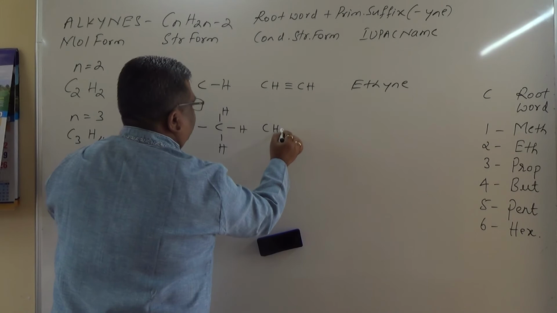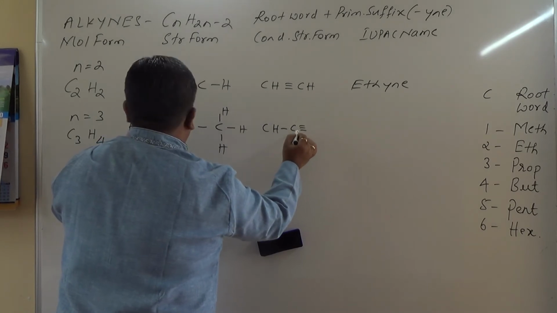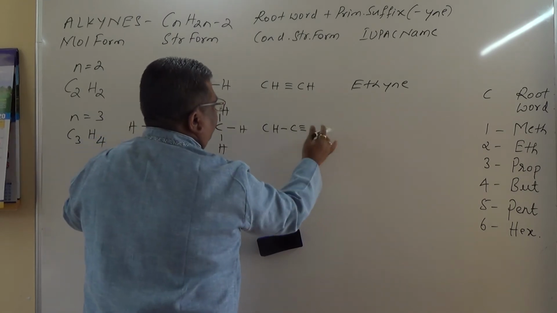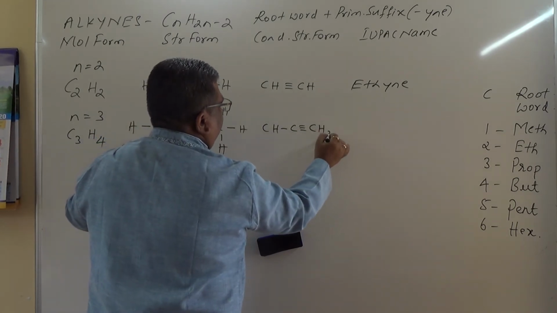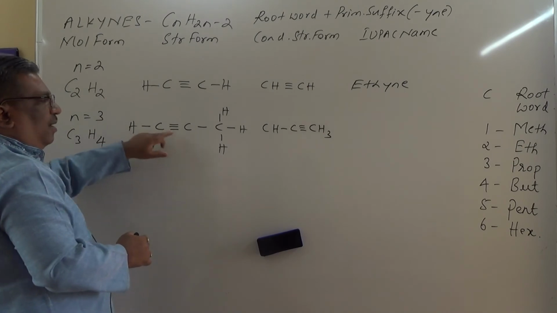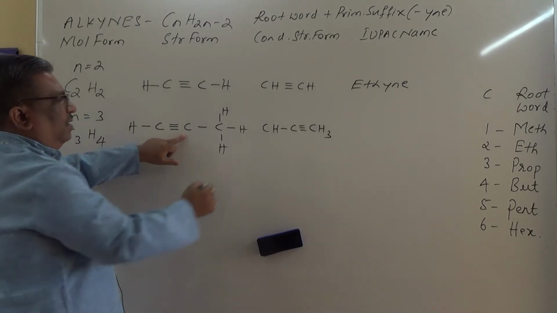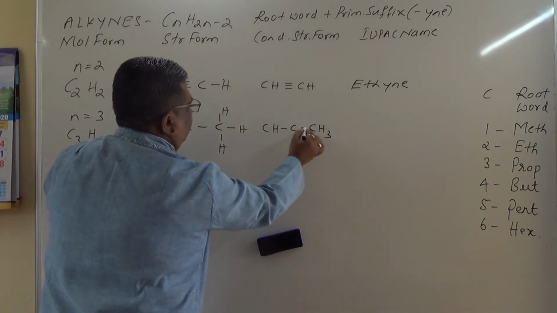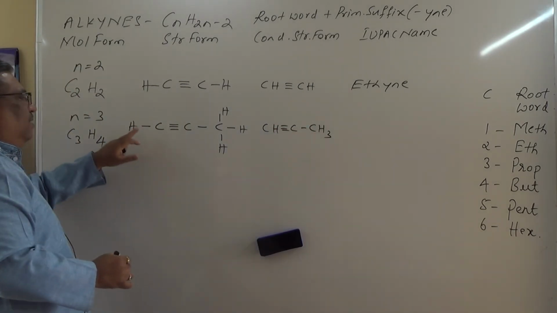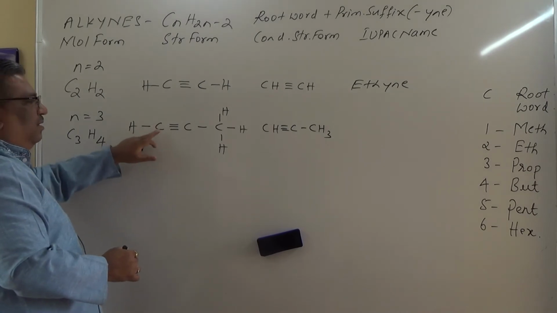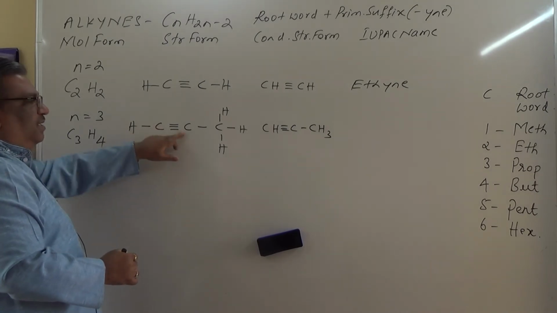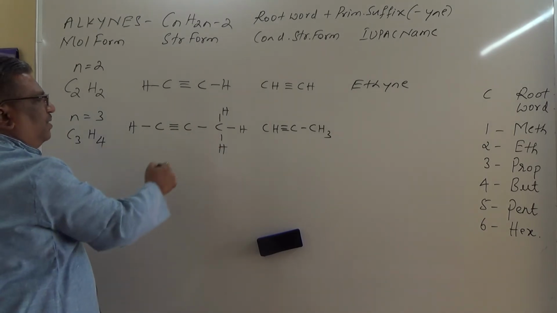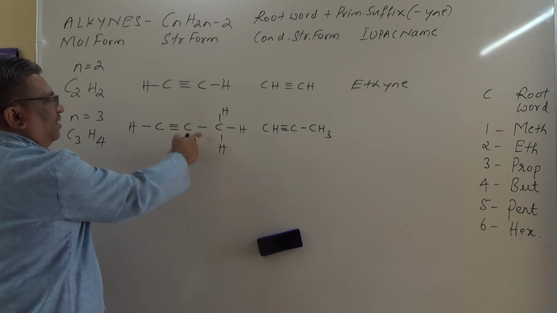CH single bond C triple bond C, correct? CH triple bond C, CH C. Okay, just a moment. Single bond. Now it is correct. CH triple bond C, single bond CH3. It is correct. How many carbon atoms? 3 carbon atoms. Meth, eth, prop.